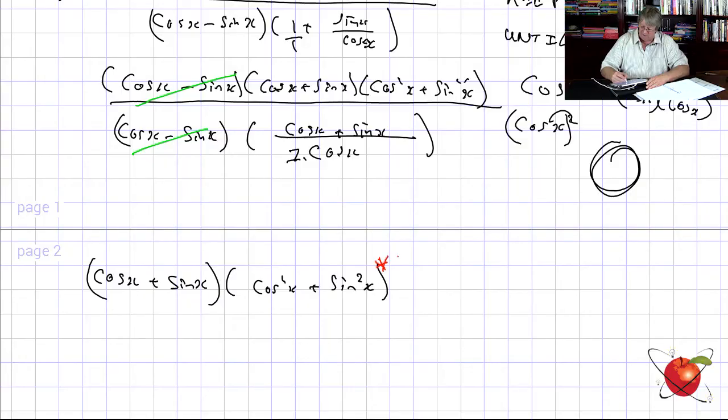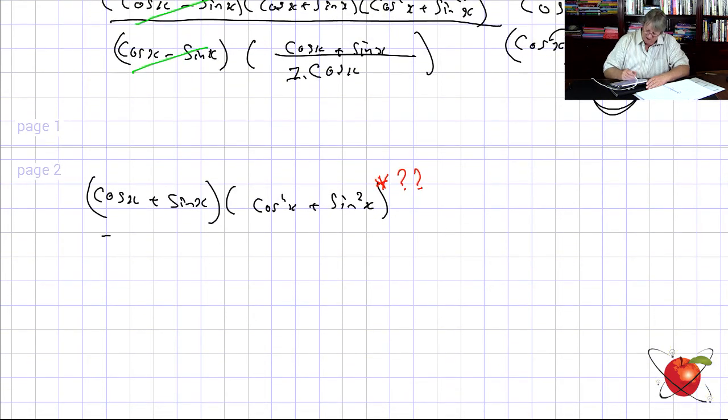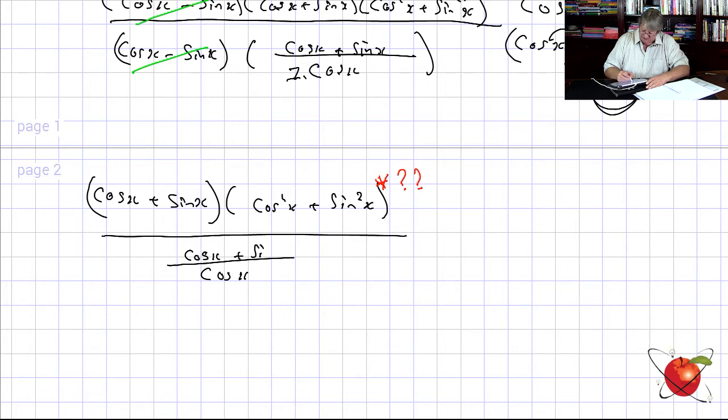We've got cos x plus sine x over cos squared x plus sine squared x, cos squared x plus sine squared. That should jog a memory somewhere. Hang on, let's just think. Why is that ringing a bell in my mind? Hopefully it's ringing a bell in yours. It's an identity, yes, and it's equal to 1. Over, and at the bottom, we've got cos x and cos x plus sine x.